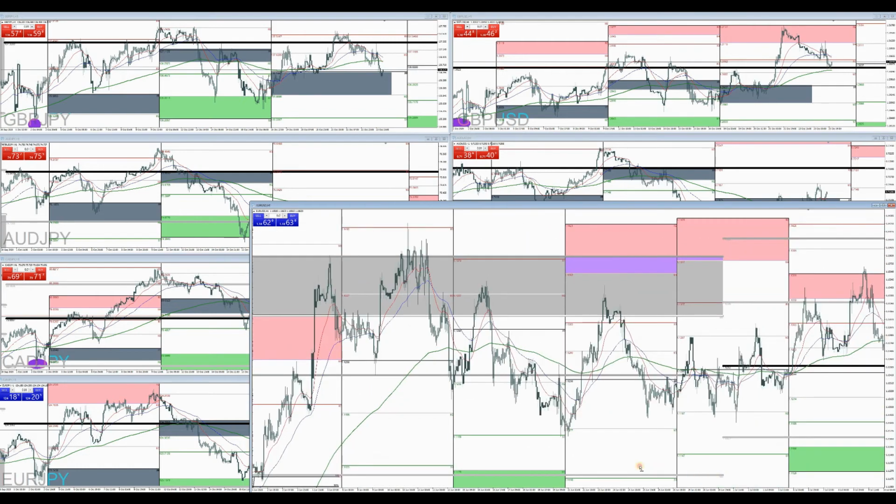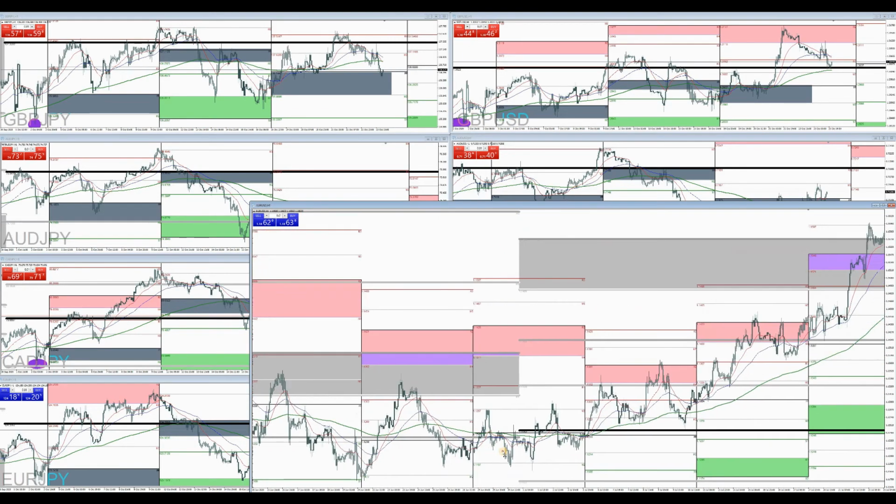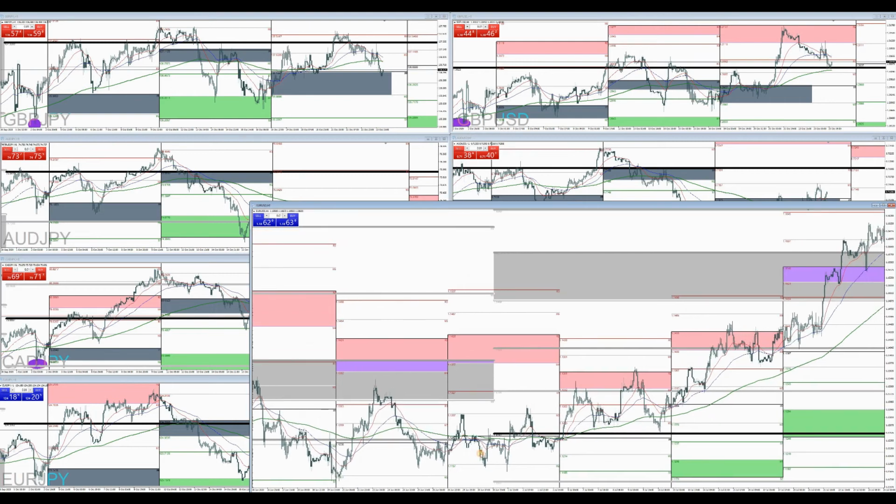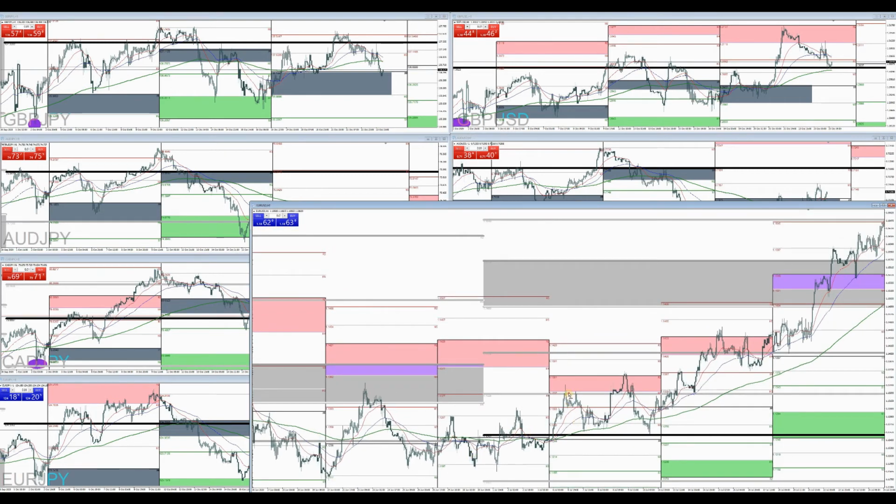Let's go to next month. So we made a go. Came down to central pivot. Stopped out just above.